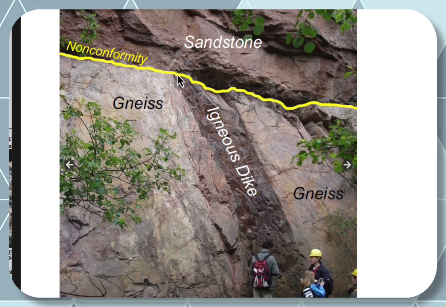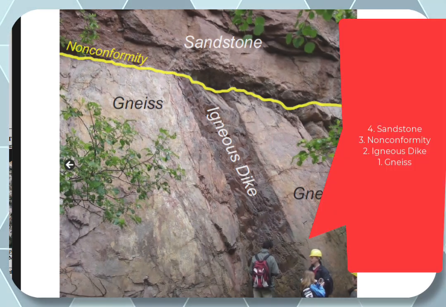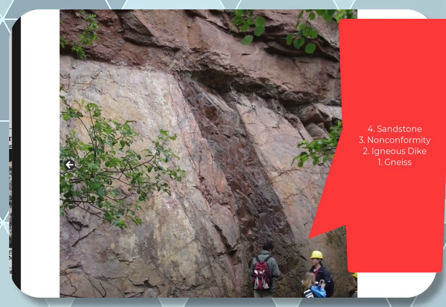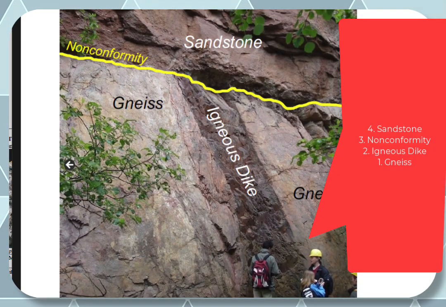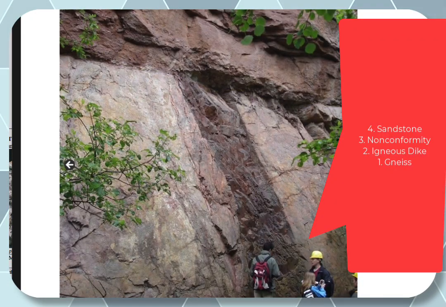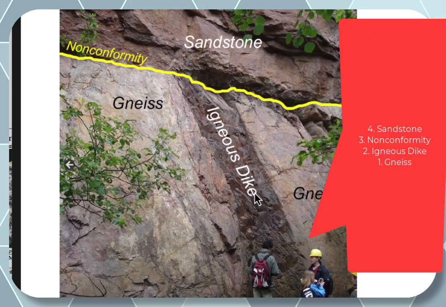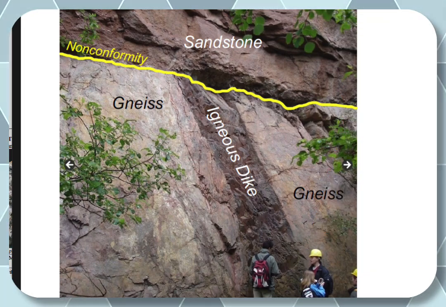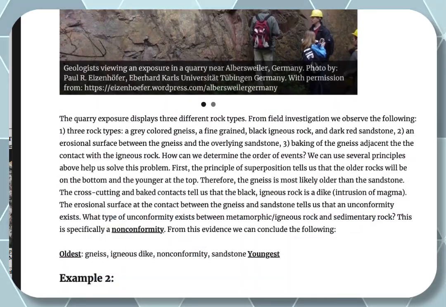So if we were to write out the sequence of events, we always go from oldest at the bottom to youngest at top. So you'd put 1 for the oldest rock, being the gneiss. The second one would be the igneous dike, 2. The third event would be the nonconformity, which is that erosion event that stripped away the rocks that were there before to make a new surface. And 4, the youngest thing, would be the sandstone. So 1, 2, 3 for the nonconformity, and 4 is the sandstone. So that's our relative time dating sequence for that example.